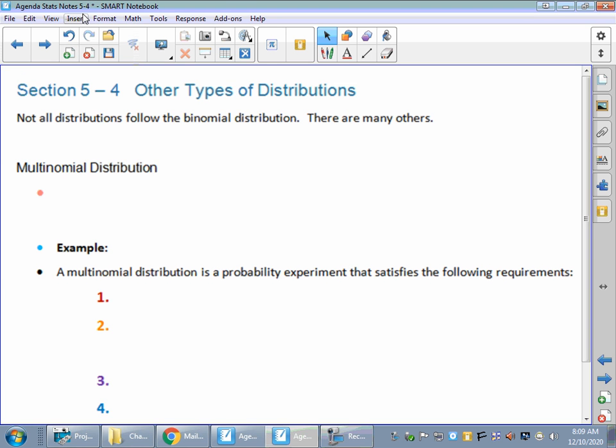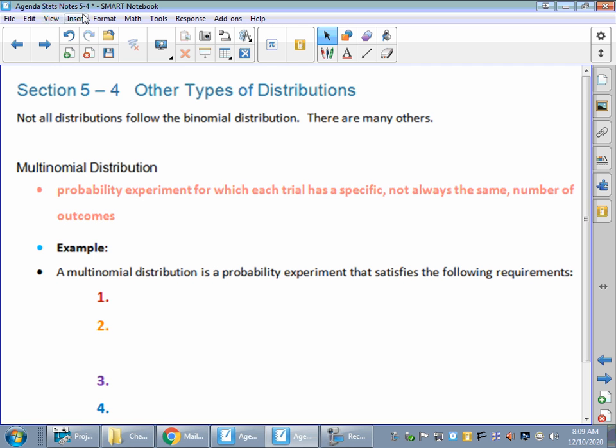Good to see you. We're finishing off Chapter 5, our probability distributions. So in Section 5-3, we did binomial distributions, right? Two possible outcomes. We've still got success and failure, but not everything has two possible outcomes. One of the different types of distributions is called multinomial. Binomial has two possible outcomes. Multinomial has many, right? Multi.